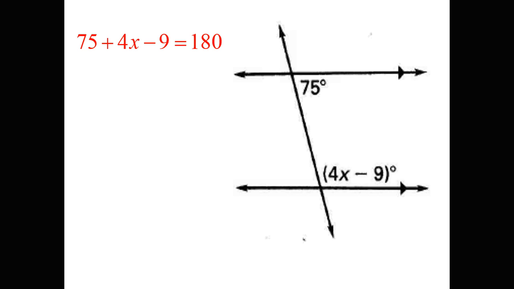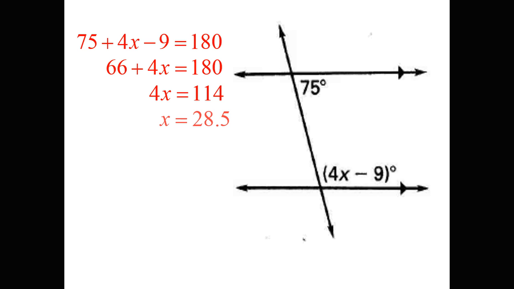Once we have that equation, 75 plus 4x minus 9 is equal to 180, then just apply some algebra to solve for it. Combine our like terms. 75 minus 9 is 66, so we have 66 plus 4x is 180. Subtract 66 from both sides, we'll have 4x is equal to 114. And divide by 4, we'll get x is 28.5.